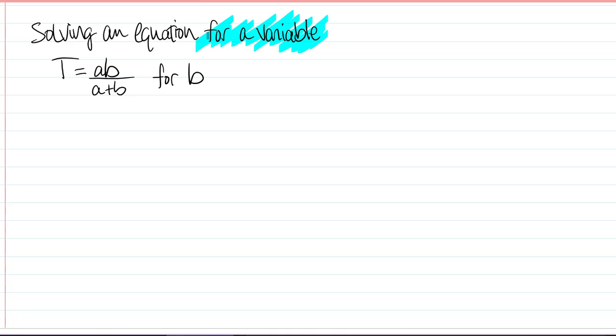Solving an equation for a variable. I wasn't exactly clear when I said solving for a variable. We do that all the time, but it's solving basically a formula. So when you have more than one variable, in this case, you're solving for B in terms of the other variables, in terms of A and T. So let's work on that. Let's get through this one, and then we should be done.